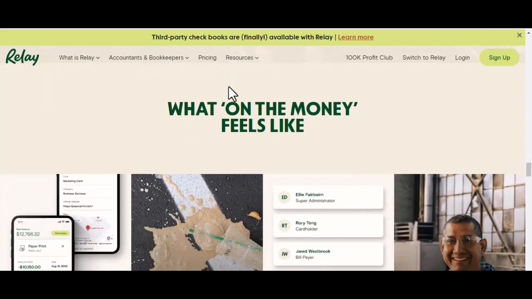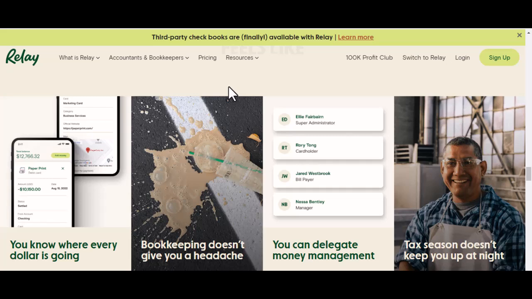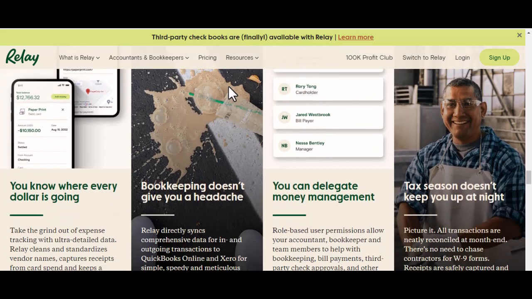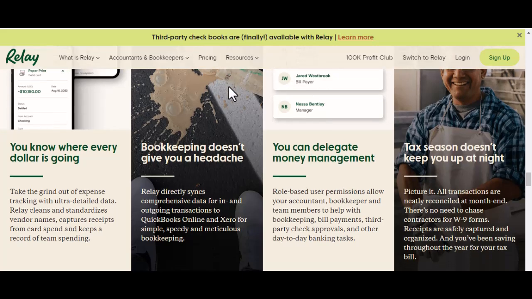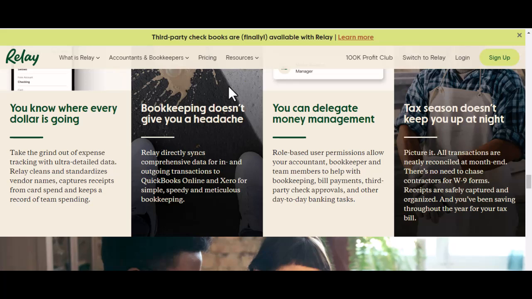Section 4. Future possibilities. Potential changes. Speculate on whether there might be future developments or changes that could allow for direct compatibility between Relay and CashApp. Discuss factors that could influence such changes.